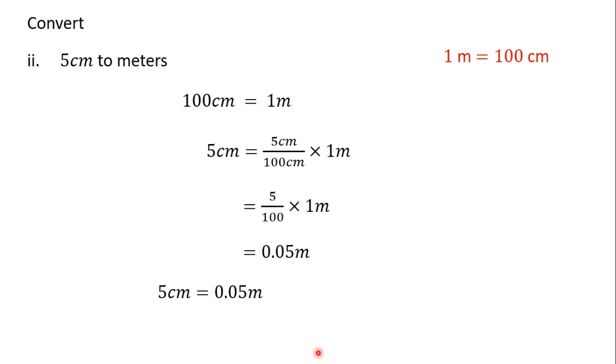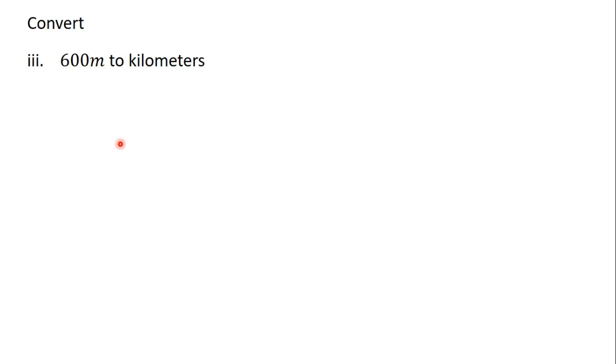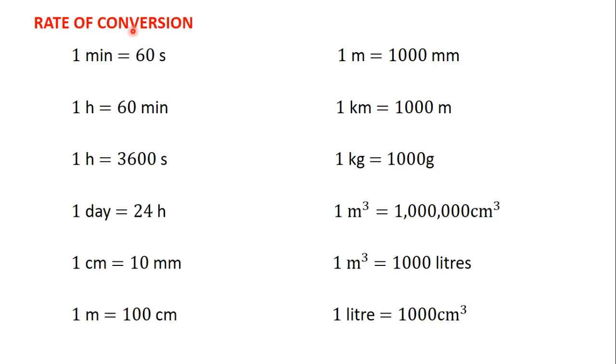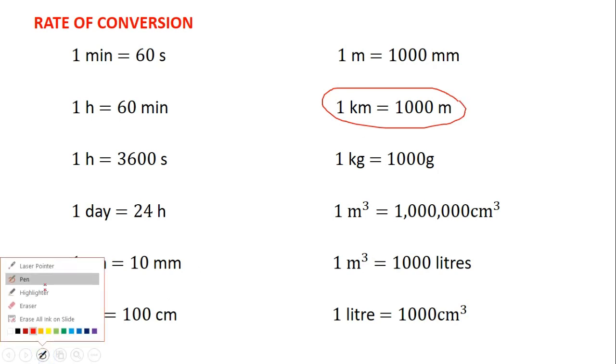Let's consider the last part of our question. We are converting 600 meters to kilometers. So we are converting from meters to kilometers. Once again, you go through the rate of conversions and you pick the one between kilometers and meters, and we have it here: 1 kilometer is equal to 1000 meters.